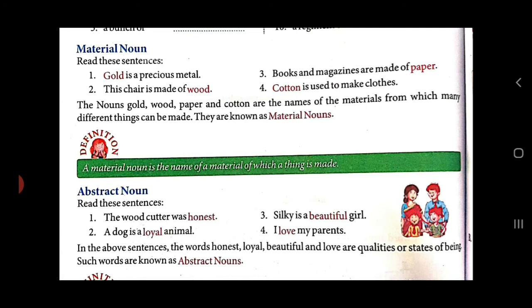In definition also, same thing is given. See, in the green box, a material noun is the name of a material of which a thing is made. For example, we studied gold, then in the next sentence, wood. You all know that wood is used in making many things, right? Same way, paper, cotton, okay?